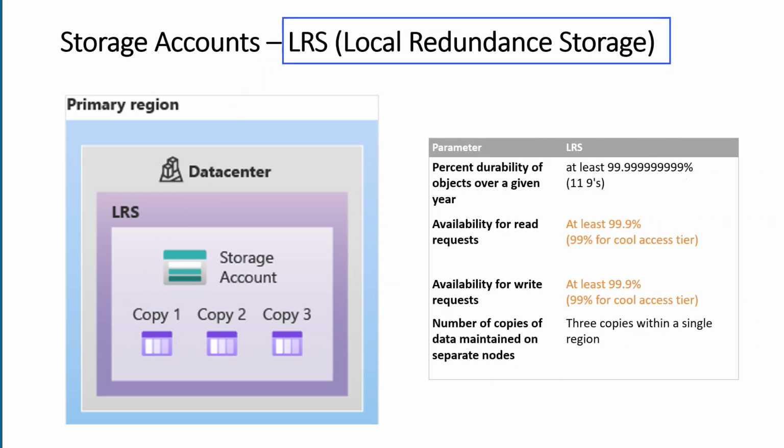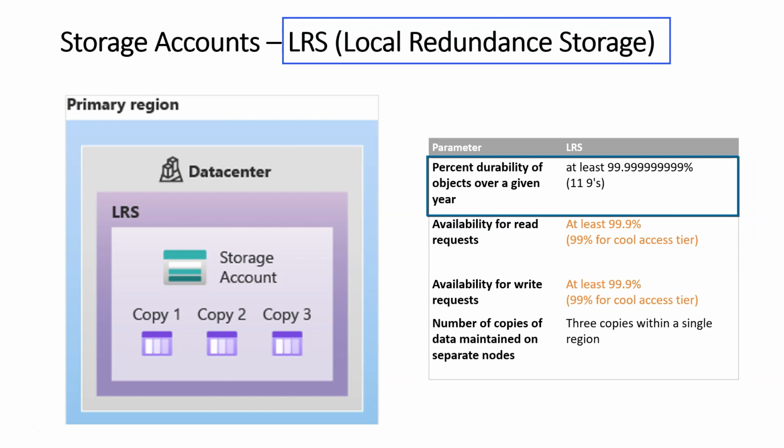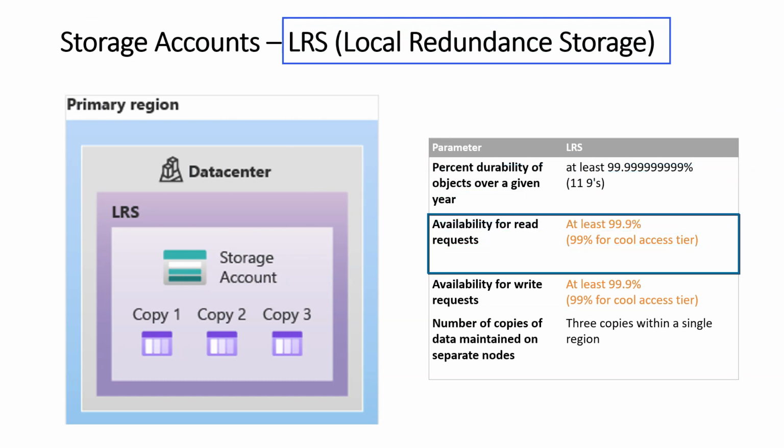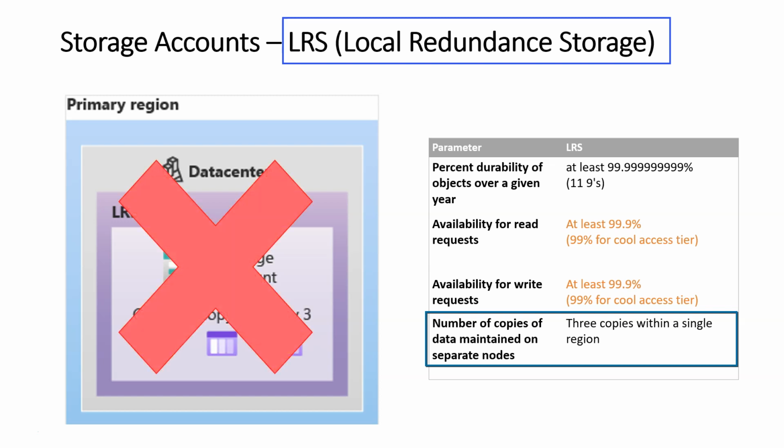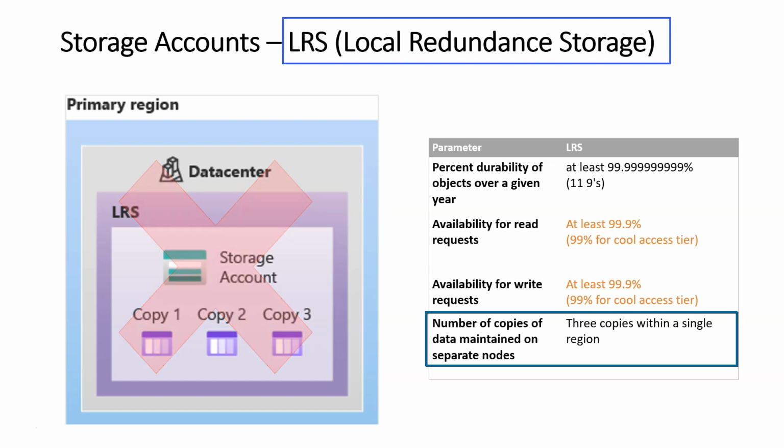So what it provides is a durability of 11 nines, and availability for read requests is 99.9% at least, and the same for write access. And you can see the number of copies: there are 3 copies maintained within a single region. So you can imagine, if the data center itself goes down, then you're out of luck. That's why we need to look for other options.